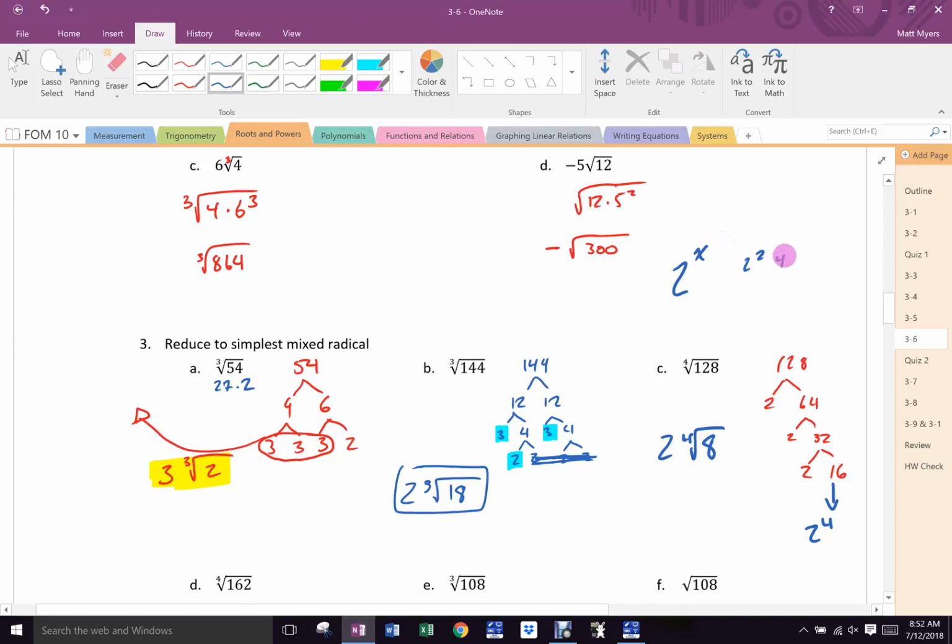2 squared, 4. 2 cubed, 8. 2 to the 4th, 16. 2 to the 5th, 32. 2 to the 6th, 64. 2 to the 7th, 128. If you can memorize further than that, even better. Because all of you should be recognizing how powerful the number 2 is in math.